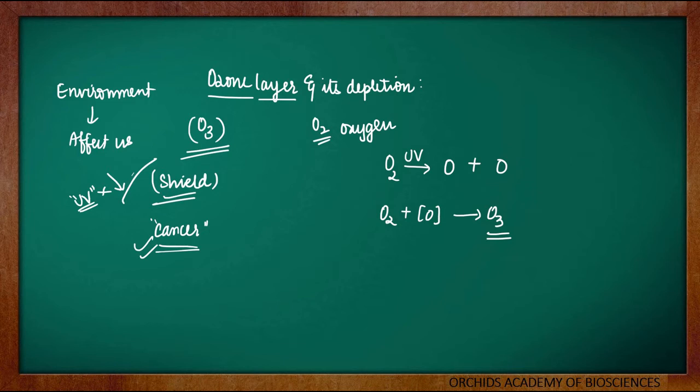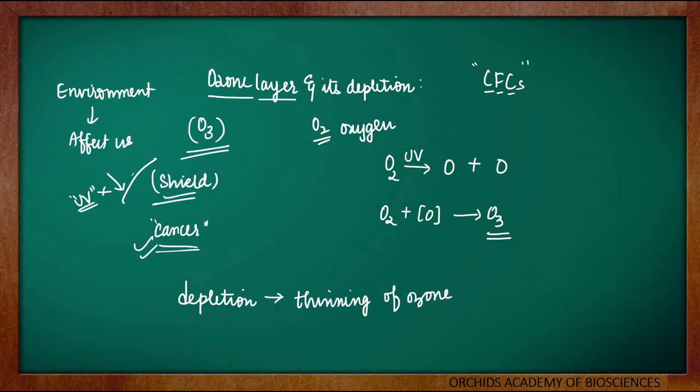Now how are we affecting the ozone layer? The production of CFCs, that is chlorofluorocarbons. The production of CFCs is the reason for the degradation of the ozone layer, or we can say the depletion of the ozone layer. What is depletion? Depletion means thinning of the ozone layer.